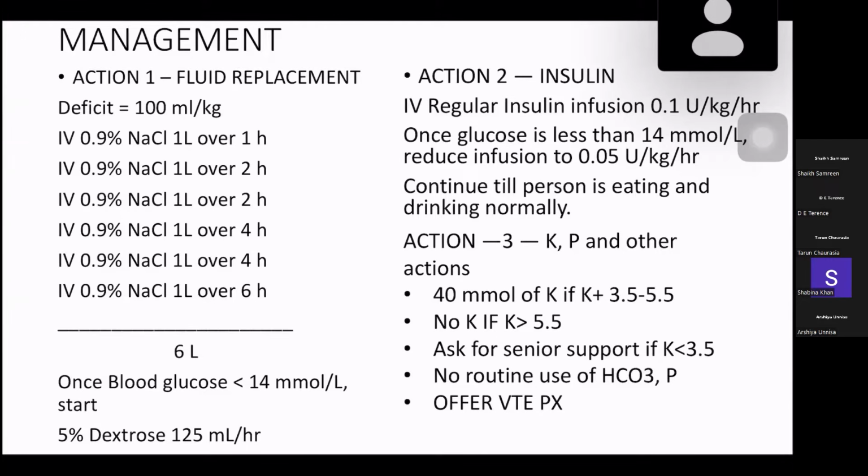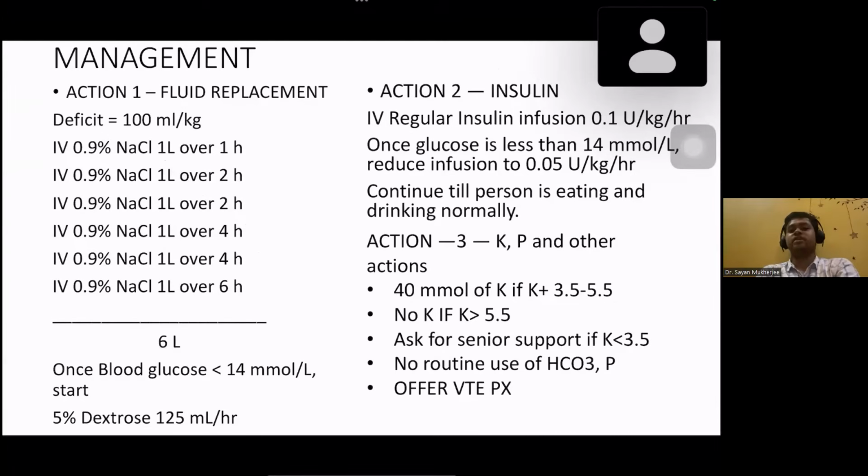To estimate the deficit, we use a formula, 100 ml per kg. Let's say he's 60 kgs in weight. So it's 6,000 ml, that's 6 liters of deficit. So we can start our rehydration according to that. We should remember this pattern: 1 liter over 1 hour, then 1 liter over 2 hours twice, 1 liter over 4 hours twice, and then 1 liter over the next 6 hours. This is generally an accepted algorithm that's used for rehydration.